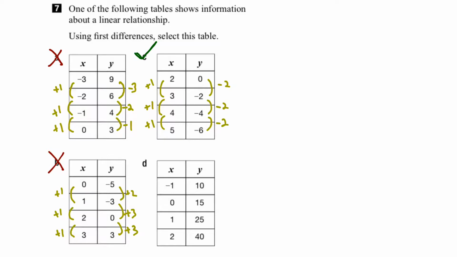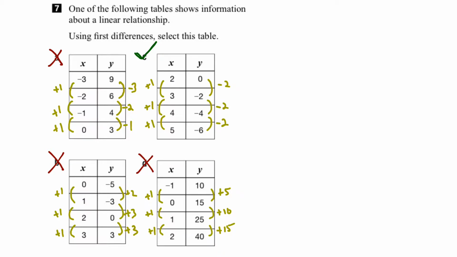So it looks like we found the answer, but let's just verify. Again, we'll go down to D here and see that as we go along the x values here, we're increasing by 1 each time. And then if we look at the y values, the difference here is +5, the difference here is +10, and the difference here is +15. So the difference in the y is not consistent for the corresponding increase by 1 in the x. So we know that this is nonlinear. So C is the right answer.